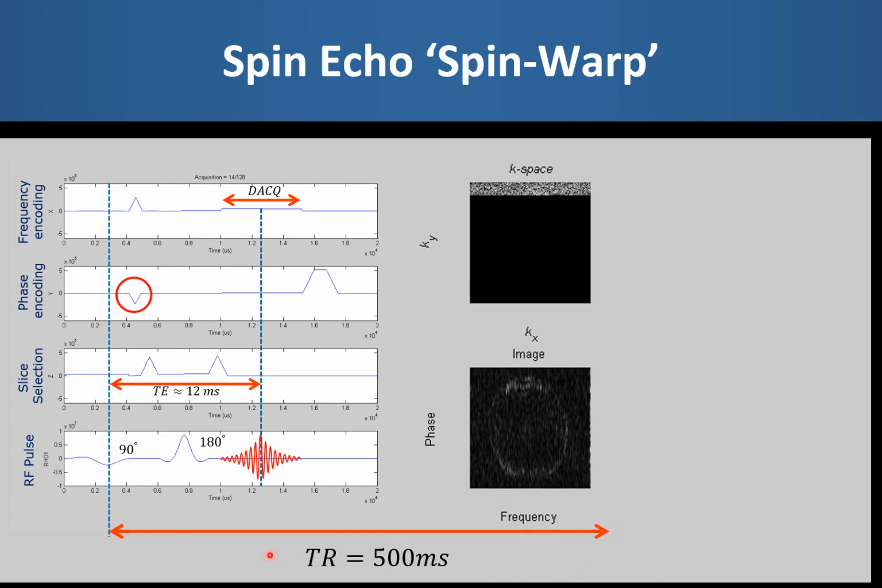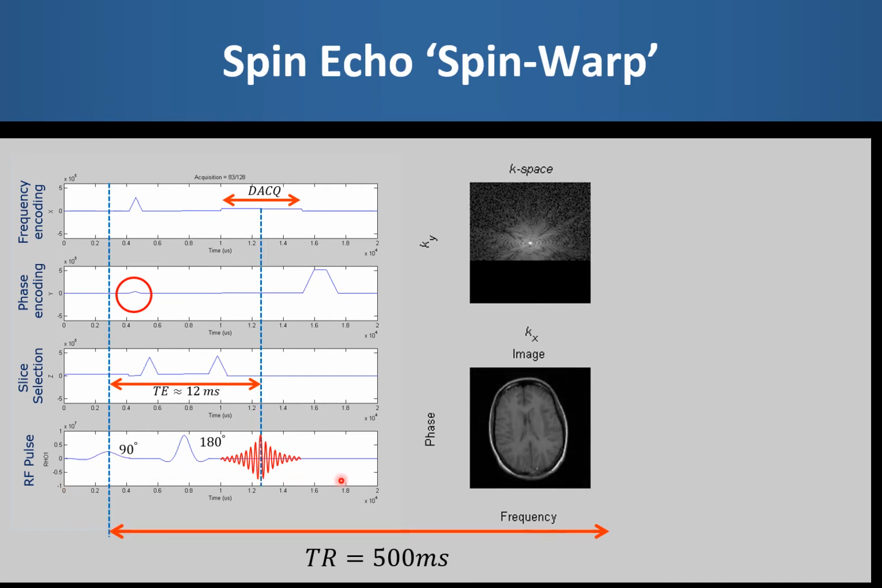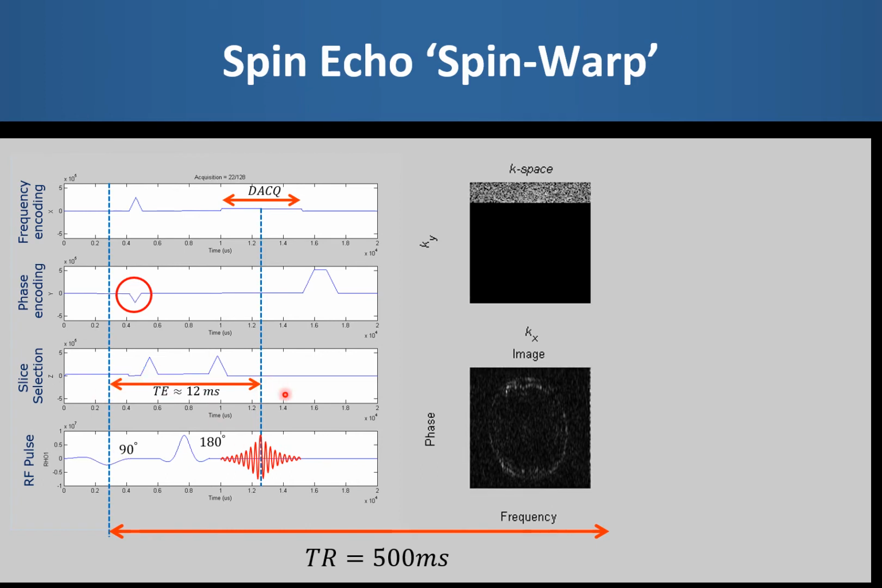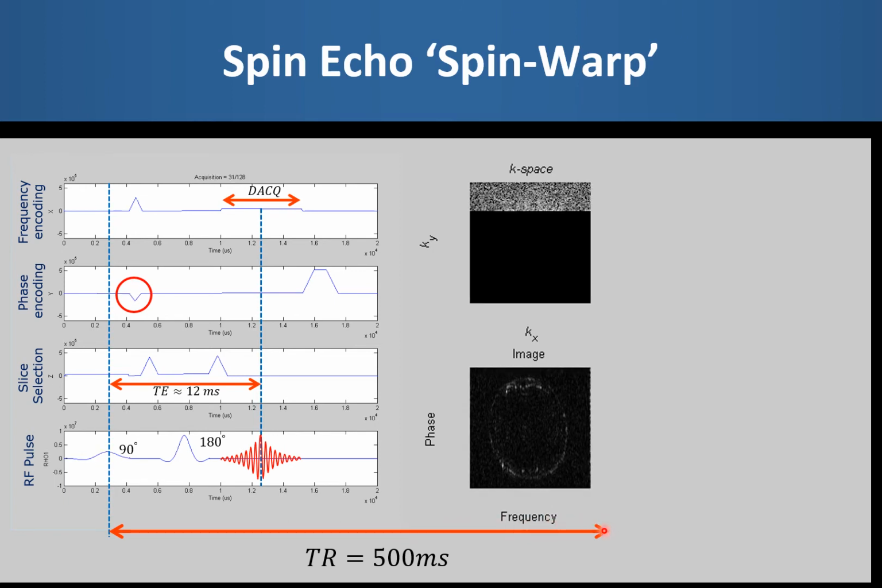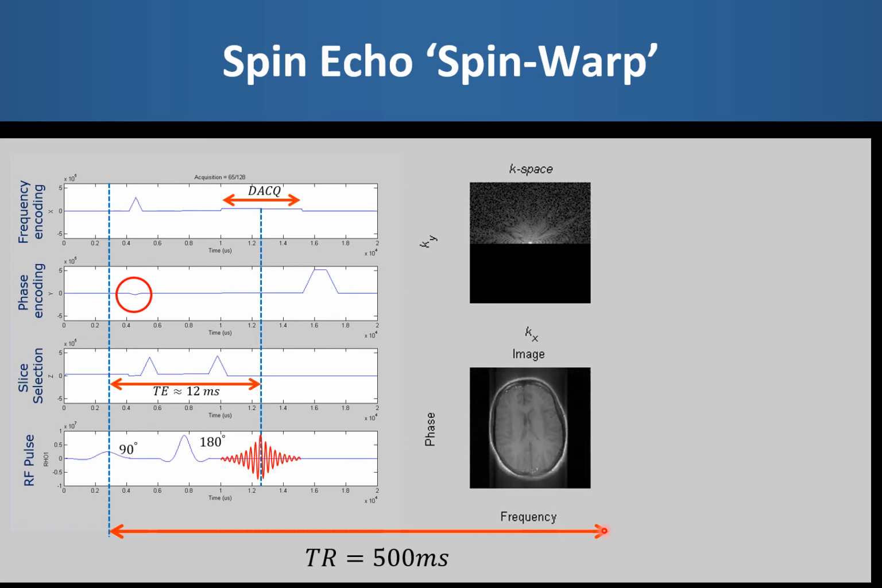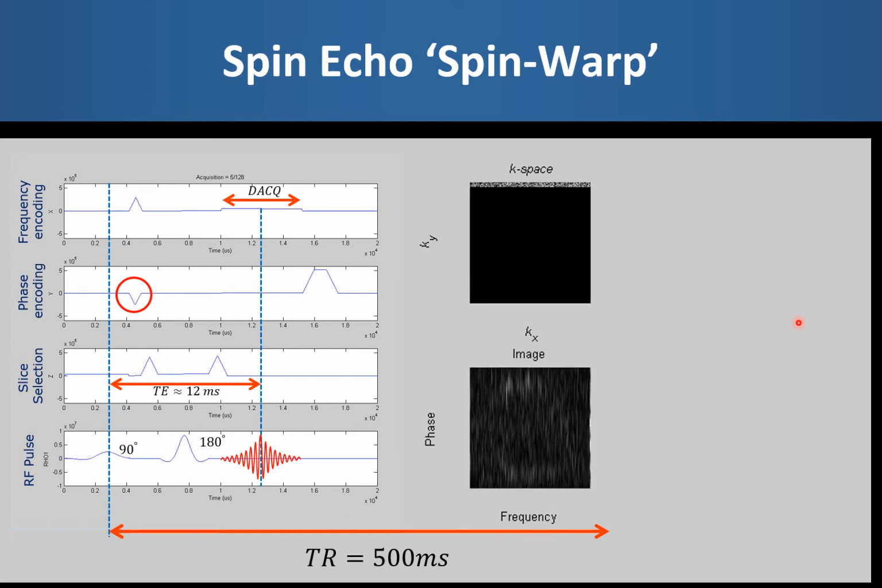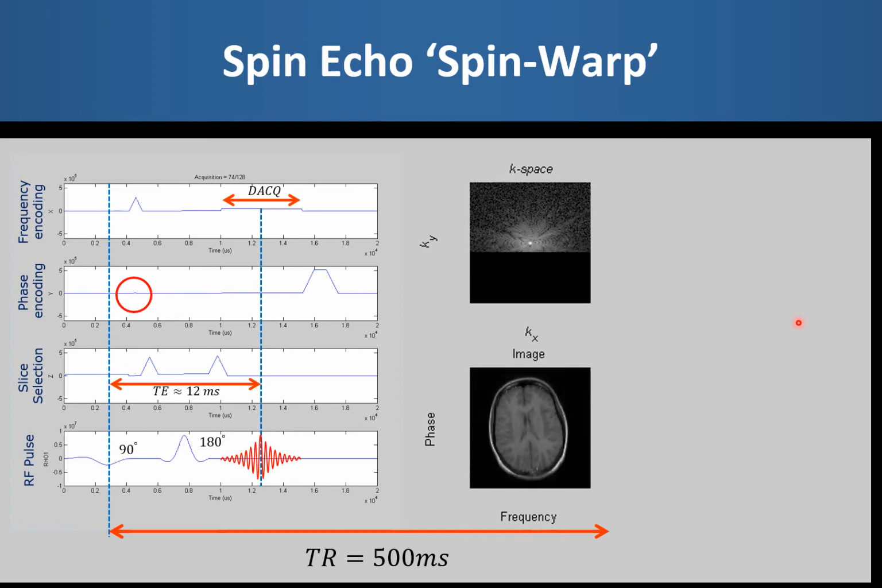The pulse sequence diagram shows approximately the first 20 milliseconds of a spin echo sequence. The TE is 12 milliseconds and the TR, to allow for T1 recovery and hence create a T1 weighted image, is 500 milliseconds. Therefore, the total acquisition time for this image is 500 milliseconds times 128 phase encoding steps, which is 64 seconds.